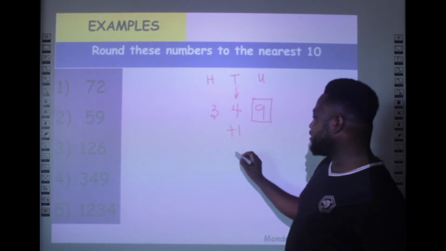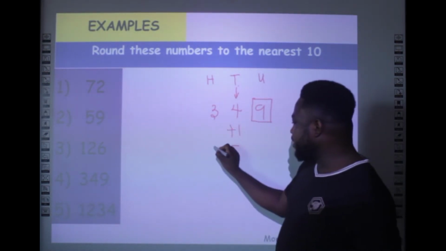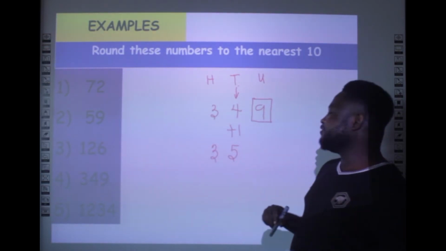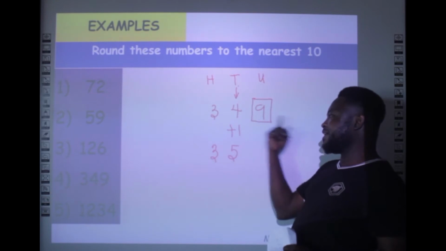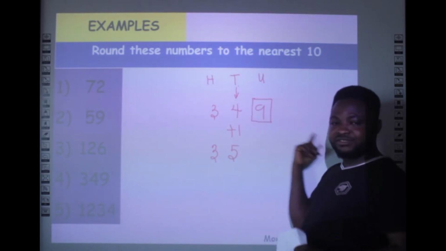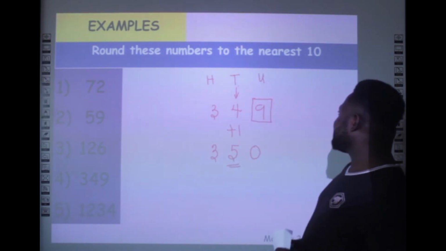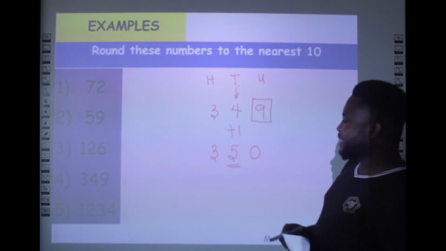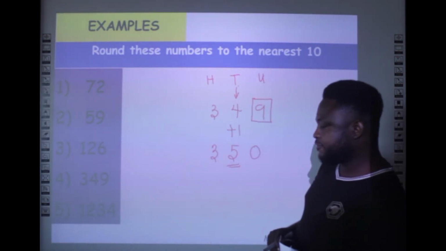Okay, 4 plus 1 will give us 5. Then you drop down 3. And remember, in the third step, any digit to the right of the target digits will now turn to what? 0. So that gives us 350. Okay. Now let's go to example 5.